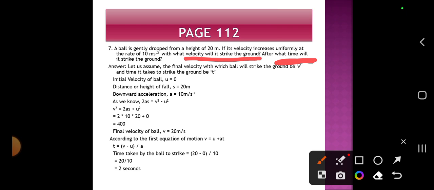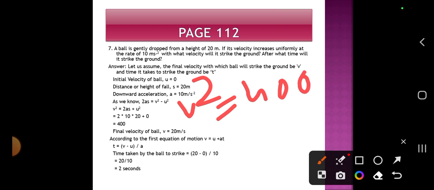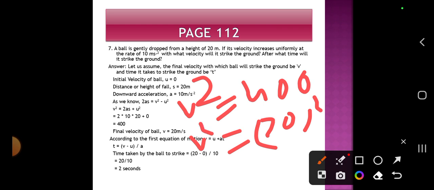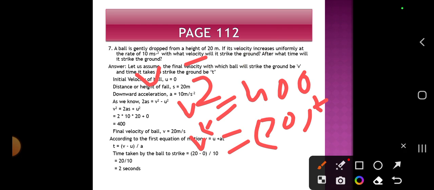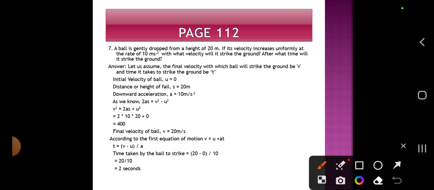Now we have completed the velocity. The velocity is 20 meter per second. Now we need to find the time. I hope you understand how this 20 meter comes. See, v square is equal to 400, so v is equal to 20, the square goes, so we will get v is equal to 20 meter per second. That is the velocity we are going to have in the answer.